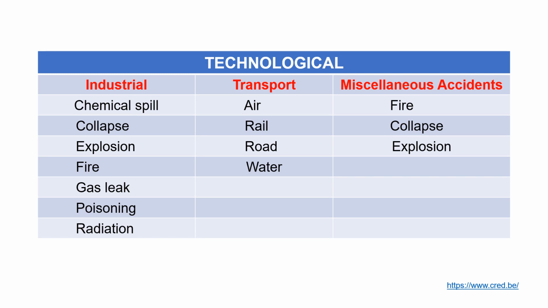Technological disasters can be further subdivided into industrial, under which would fall chemical spill, collapse, explosion, fire, gas leak, poisoning, radiation. Transport, under which would fall air, rail, road, and water. And miscellaneous accidents like fire, collapse, explosion, and others like stampedes and complex events such as armed conflict.